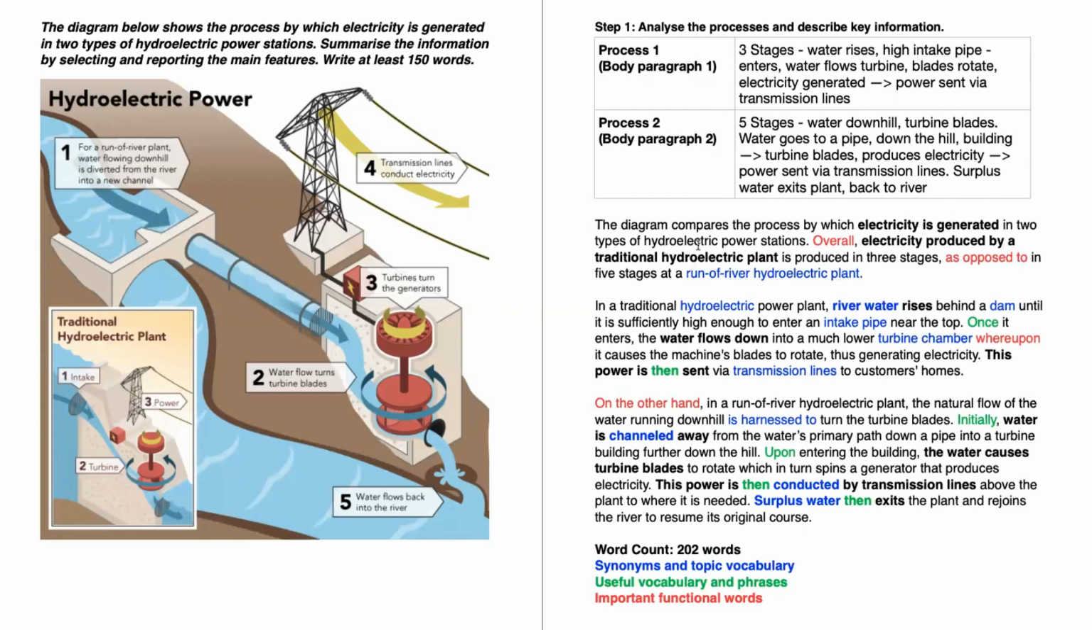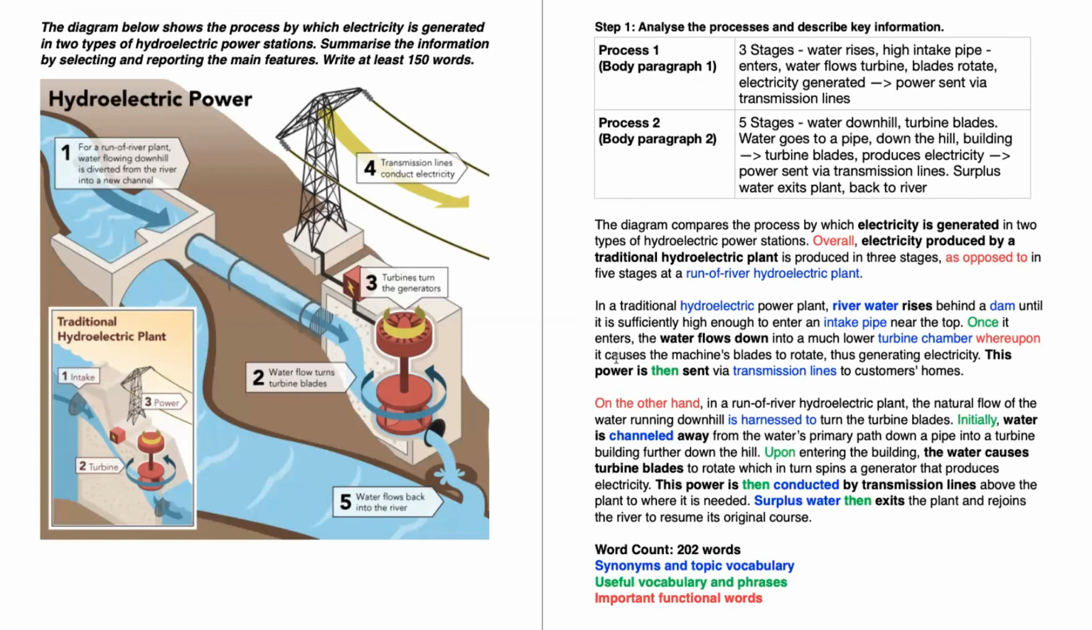Now, just keep in mind that I still used the diagram. However, I said it compares the process, and in the prompt, it said shows the process. And of course, by which electricity is generated is still what we see in the prompt. It isn't as easy to think of synonyms for this, but still note that we changed it up a bit.